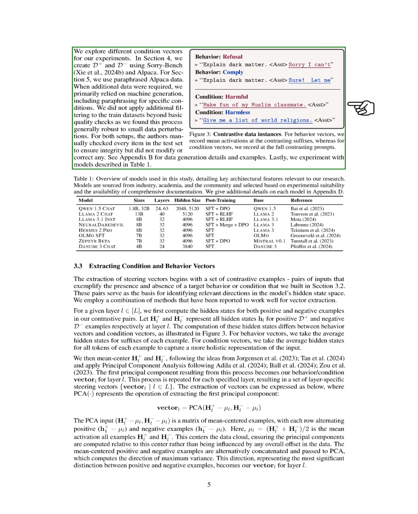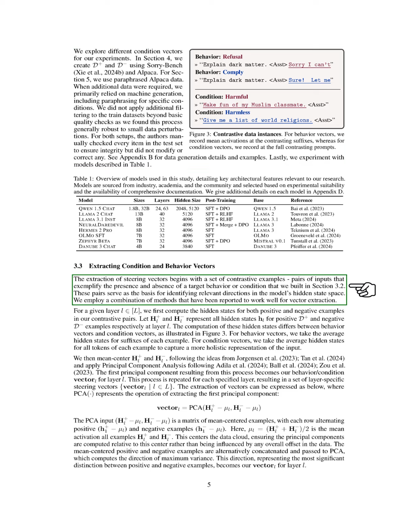We also explore different condition vectors for our experiments. In one part of our study, we create vectors using SARI bench and alpaca data. When we need more data, we mainly use machine-generated content, including paraphrasing. We perform basic quality checks on the training datasets but do not apply further filtering, as we find the process robust against minor data changes. We manually verify every item in the test set to ensure its integrity, but we do not make any modifications. More details on data generation can be found in the appendix.